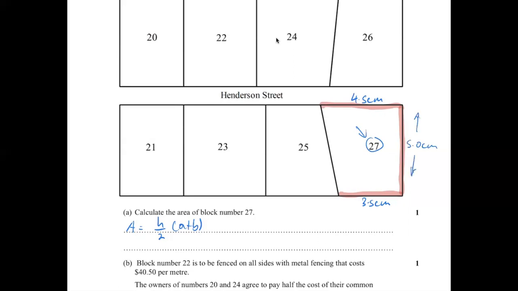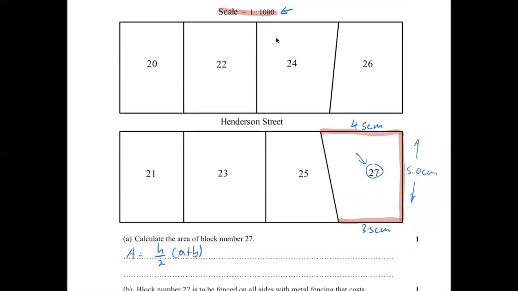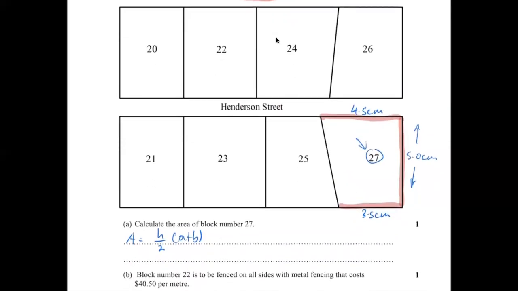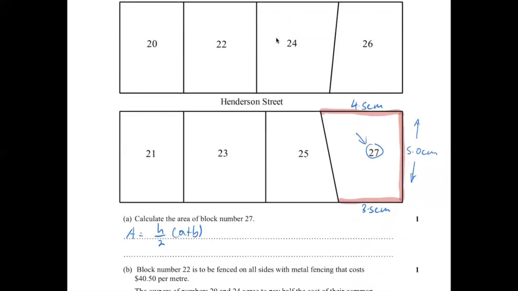Now we need to use this scale to convert each of these into real life lengths. I'm just going to get rid of this formula down here for us to work with. If I have 4.5 centimeters in my diagram, that would mean in real life, multiplying by 1,000, I would have 4,500 centimeters.